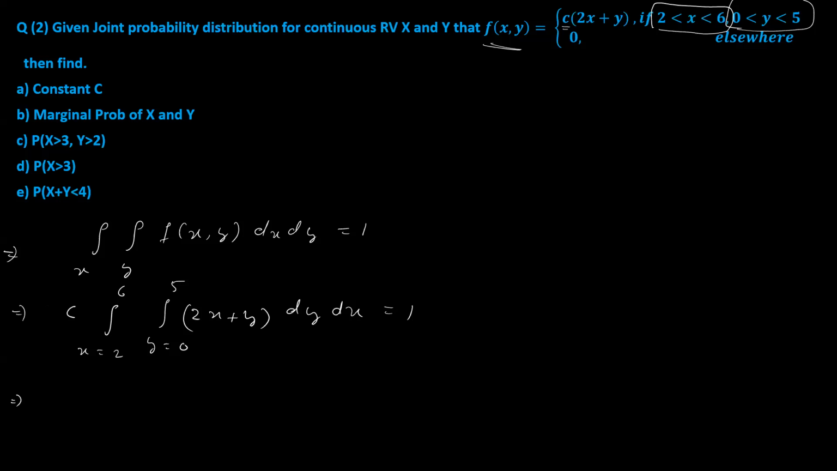So when you integrate this with respect to y, what do you get here? You will get 2 into xy plus y square by 2, and the limit is 0 to 5. dx is remaining, and that should be equal to 1.